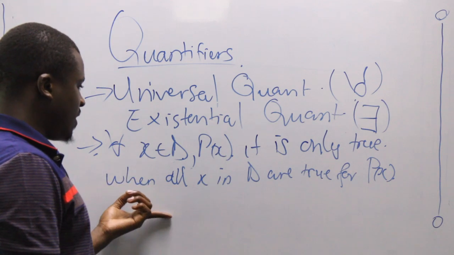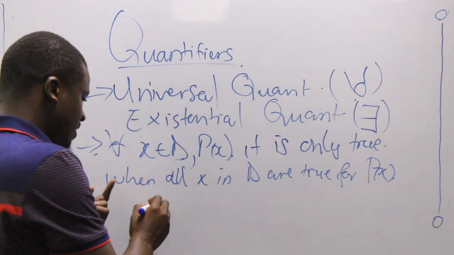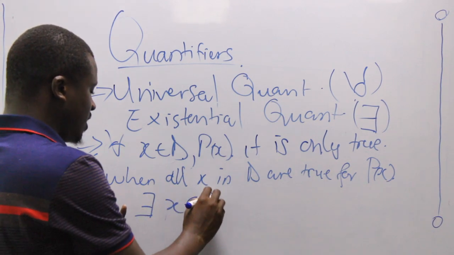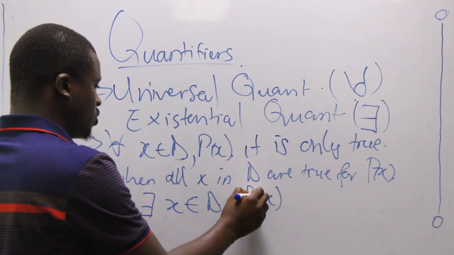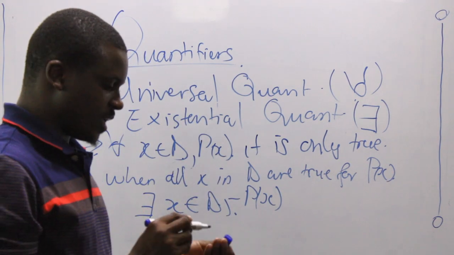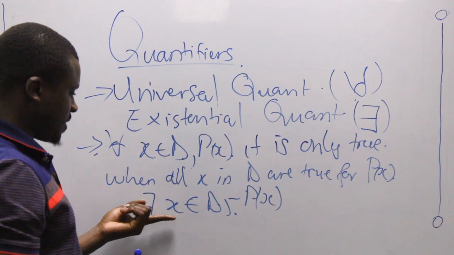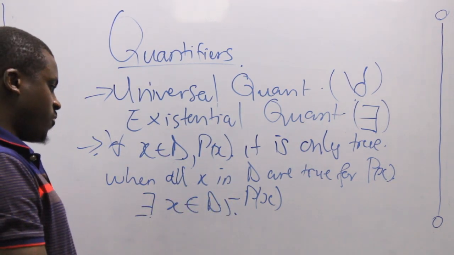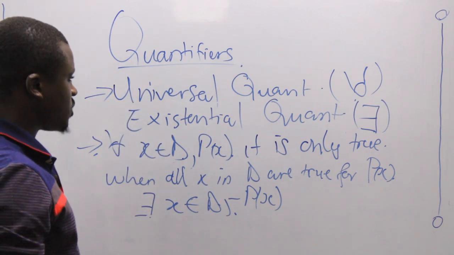And it will be false if there exists an x in D such that P of x is not true. So it was designed to be false if there is an x in D where P of x is false. So that's all about the universal quantifier.